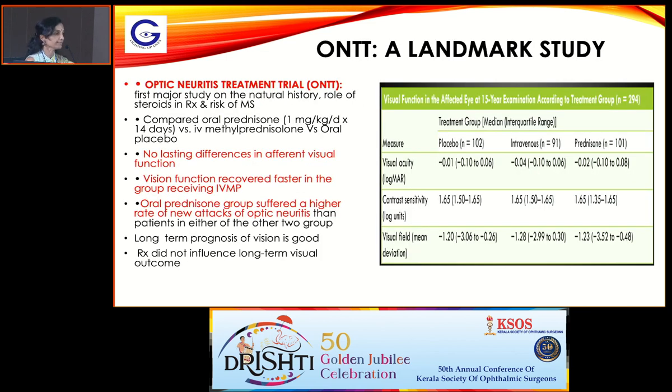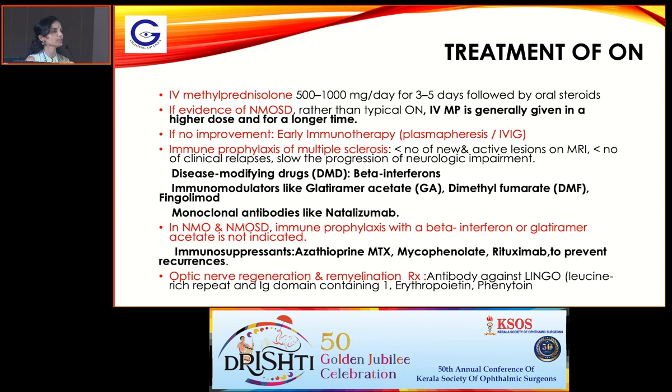So ONTT definitely gave us some gold standards about how to treat optic neuritis patients, and we still follow it. But in Indian patients, we do give IVMP for 5 days, and we do give for a longer duration than the routinely prescribed 11 days. Now, treatment is very different for MS, for NMO and for MOG.